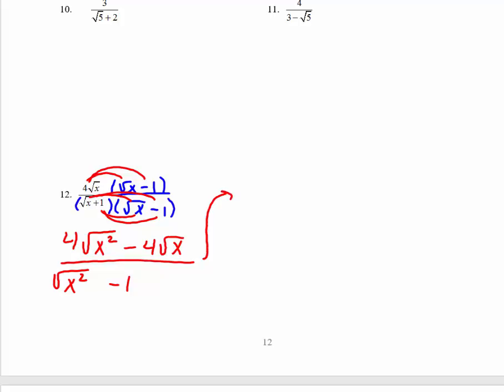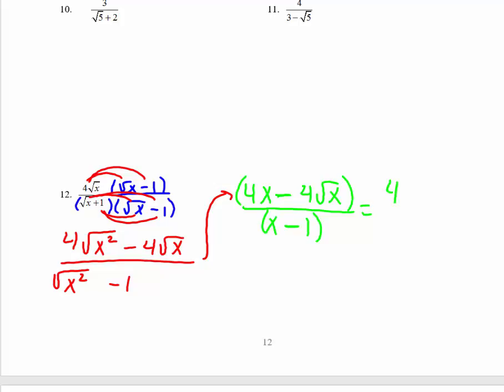Well, square root of x squared is just x, so we end up with 4x minus 4 square root of x all over the square root of x squared is just x, and we get minus 1. Nothing can cancel. You could try and factor out a 4 from the top, but because we have subtraction on top and a subtraction on bottom, we have glue in a sense. So if we were going to cancel anything, the whole factor would have to cancel. And whole factors cannot cancel.